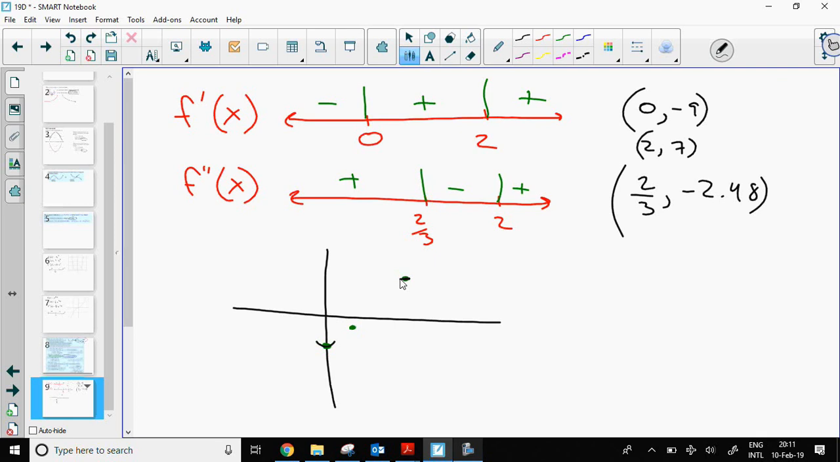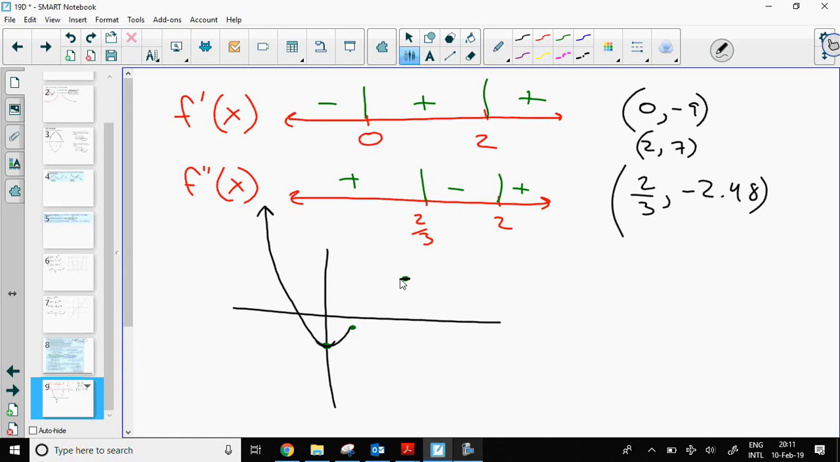Let's just fill in to the left of 0 now. This is a decreasing function to the left of 0, but it's always going to be concave up. So I just want to continue that basic shape. Now, in between 0 and 2/3, my function should be increasing, and it should still be concave up. So I want to continue that smiley face to that point. There, things are going to change.